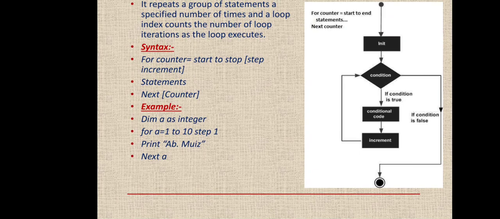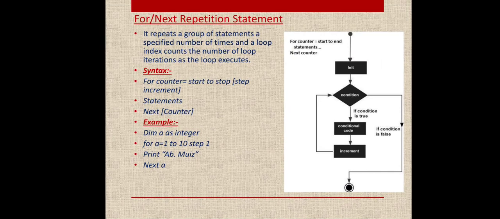Simple, it will print the message "Abdul Moise" 10 times. This is very simple to understand. The For Next repetition statement executes the statements from start to end. We just need to put the starting value and the end value, that is the stop value, and after that we need to put the step increment.